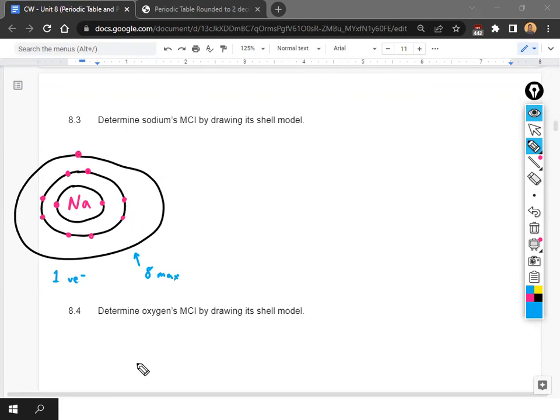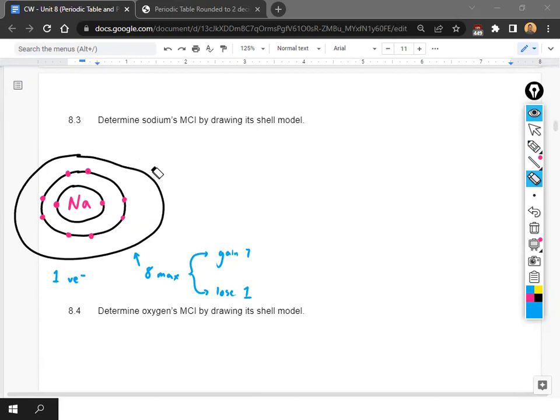So sodium is unstable because it has an incomplete valence shell. And so it's going to try to either gain or lose electrons to fill up the outer shell. It can either fill the shell by gaining 7, or it can just lose 1 electron. Okay, if you just look at the numbers, it's easier to lose 1 electron, right? So what sodium is going to do is get rid of this electron out here.